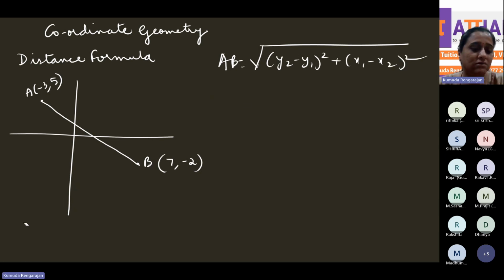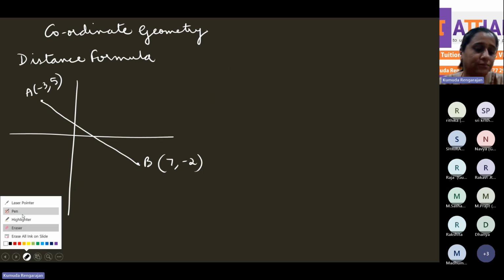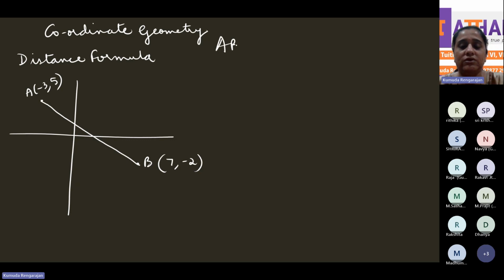Okay, but the standard way of saying the formula is this one. AB is equal to square root of (x2 minus x1) the whole square plus (y2 minus y1) the whole square.